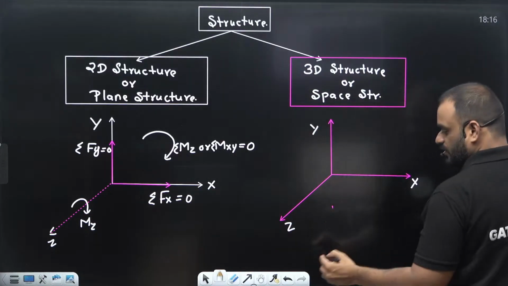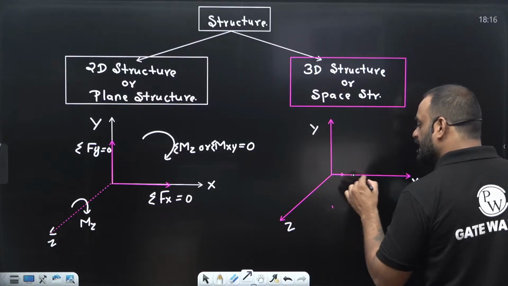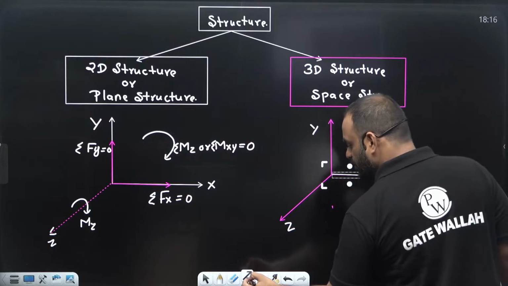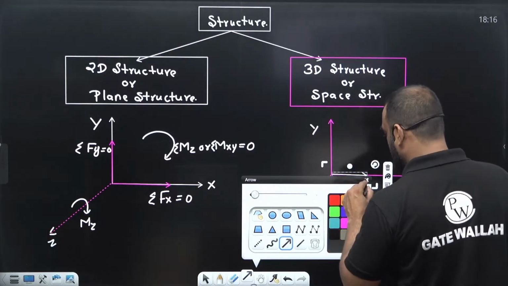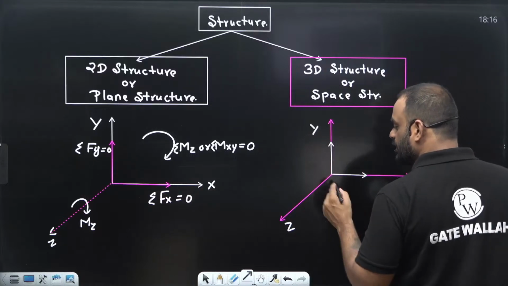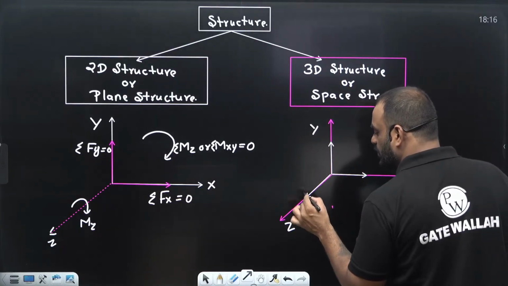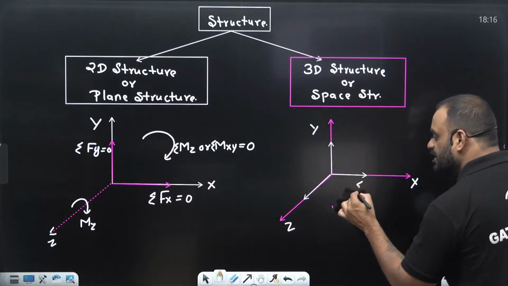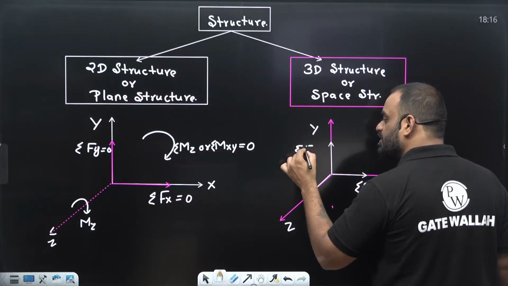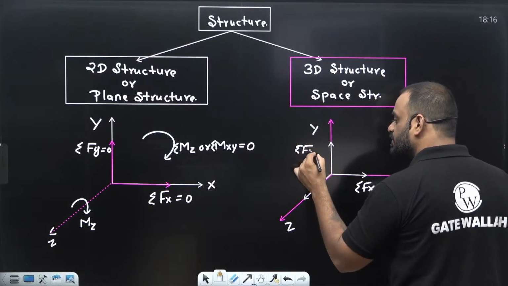Now guys, in case of a 3D structure, the summation Fx should be equal to 0, summation Fy should be equal to 0, and similarly summation Fz should be equal to 0. So these are the three linear static equilibrium equations for a 3D structure or space structure.